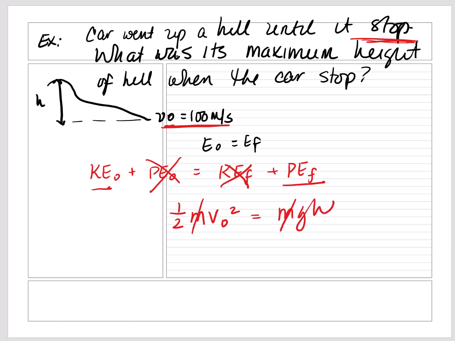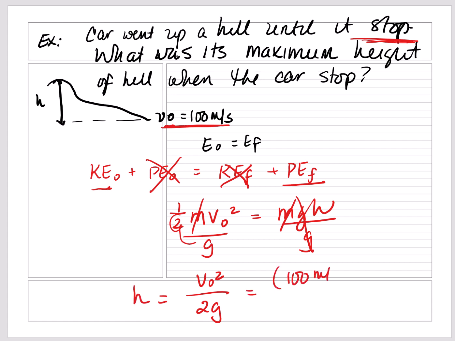The masses cancel out. So h, I need to isolate it, divide by g on both sides. When I do that, the g's cancel out here. This becomes v naught squared. I'm going to bring the 2 down because the half is in the denominator. So that becomes 2g, and this is equal to h. So this is going to be 100 meters per second squared divided by 2 times gravity. This is approximately 510 meters.